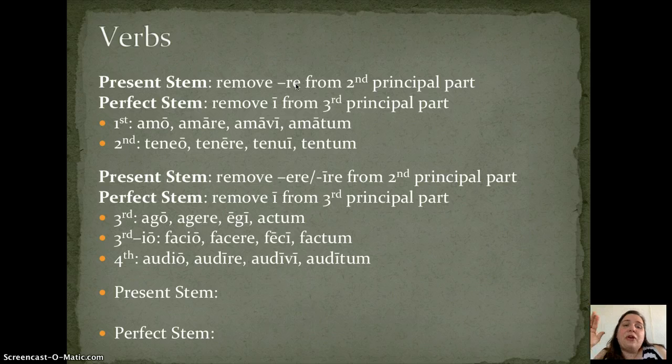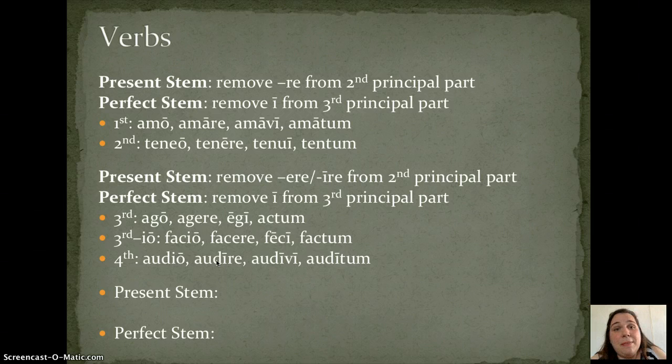However, for the third, third io, and fourth, you get the present stem by removing the entire ERE or IRE from the second principal part, which means that when you do that, you do not have a vowel on the end of your present stem. So for example, the present stem for the third conjugation paradigm verb ago, the second principal part is agere, which means our present stem is ag, right? For facio, it's fac. For audio, it's aud, which means you do not have a vowel on the end of your present stem.